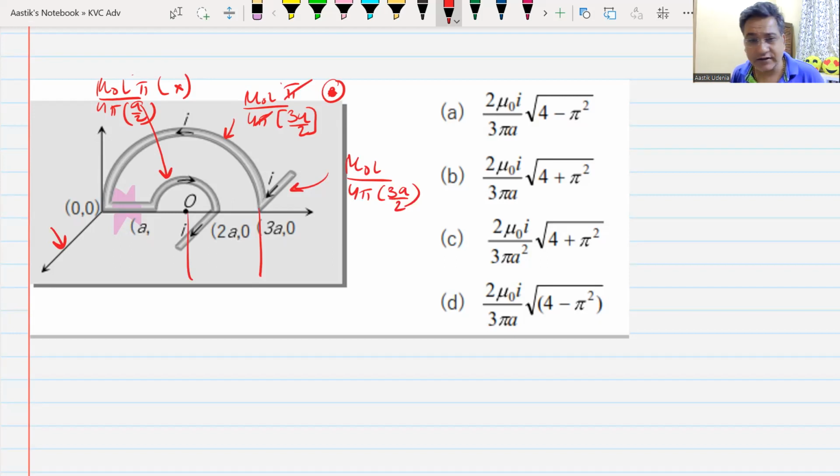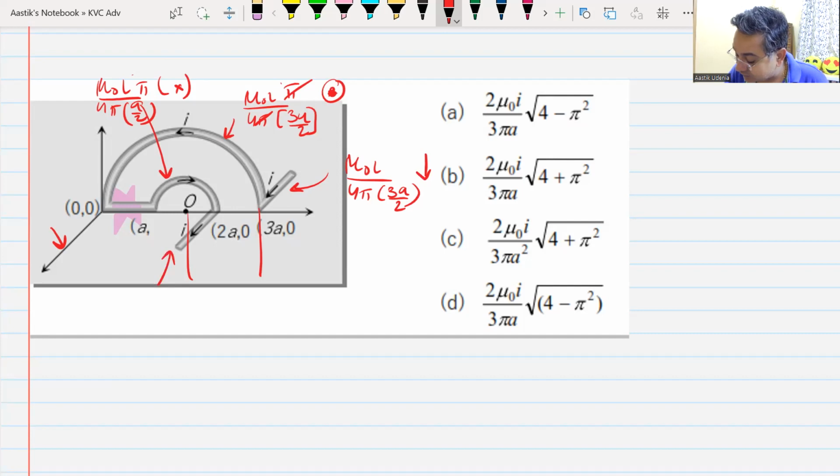So if I look at this question, it is like this. The wire is coming like this onto the board. Then it turns like this, then it goes like this, and it turns like this. And then it comes out. So this is a semi-infinite wire, mu naught I by 4 pi into 3a by 2. And the direction would be downwards. Downwards means minus j axis.